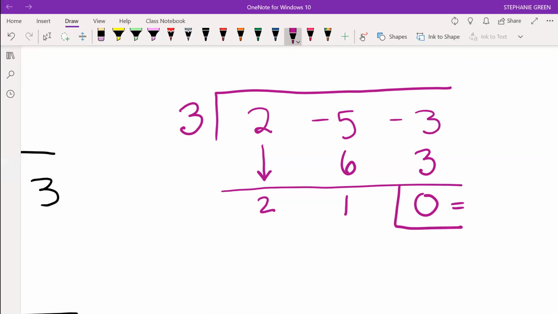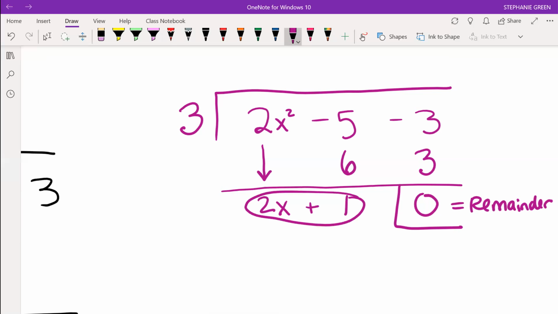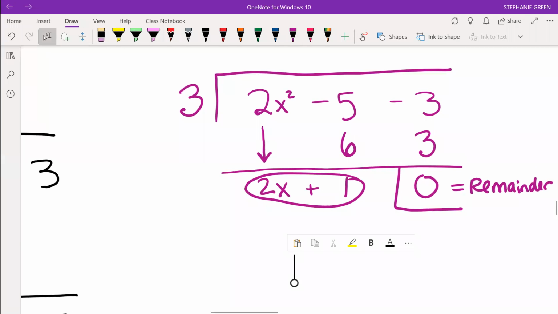Since the remainder here is 0, that means we have no remainder. We started out with an x squared problem, so after synthetic division, I am left with an x to the first power problem. My answer is 2x plus 1 with no remainder. If you look back at 5.1, that's the exact same answer we got using long division, but it took us a lot less time and a lot less space on our paper. Let's do the next one.